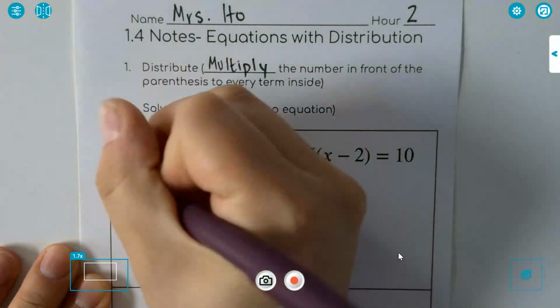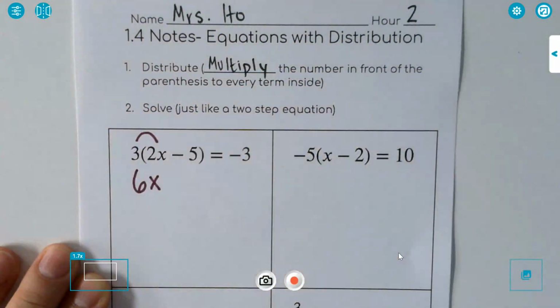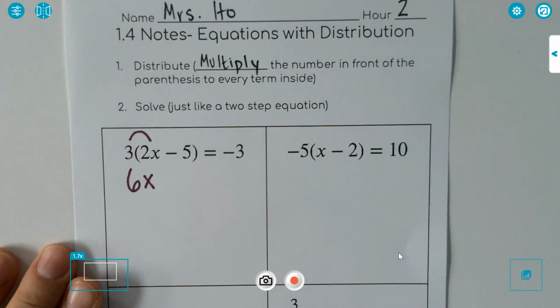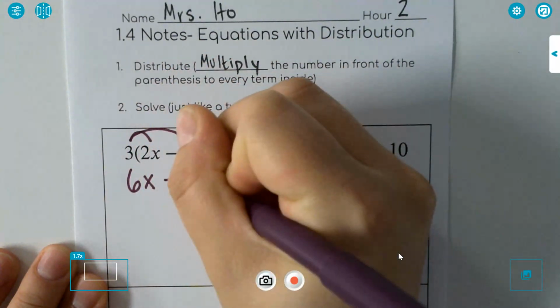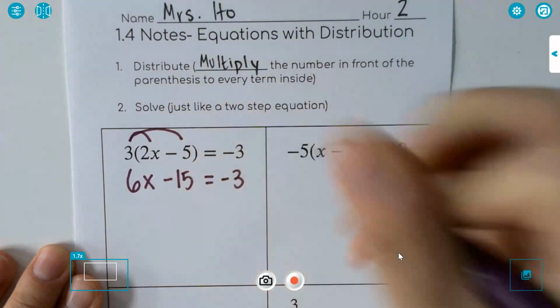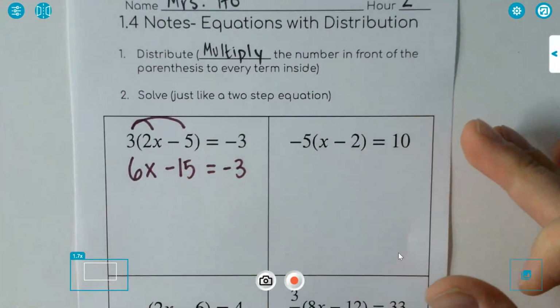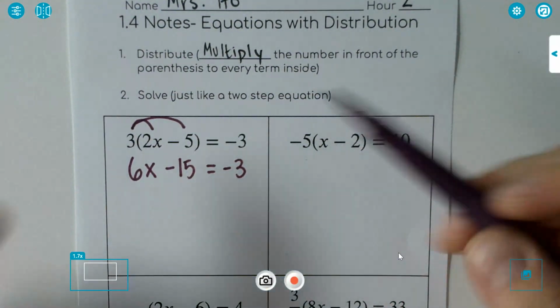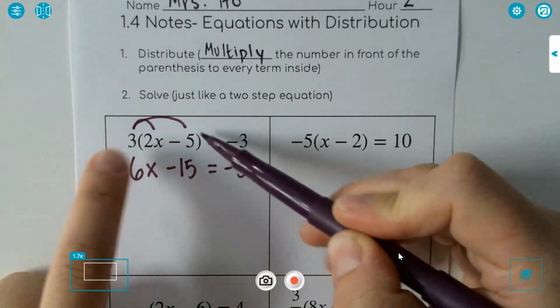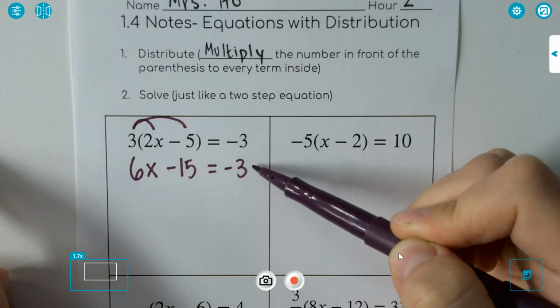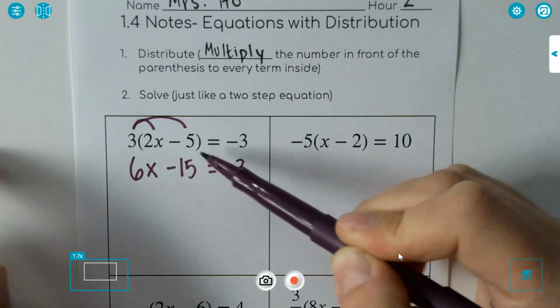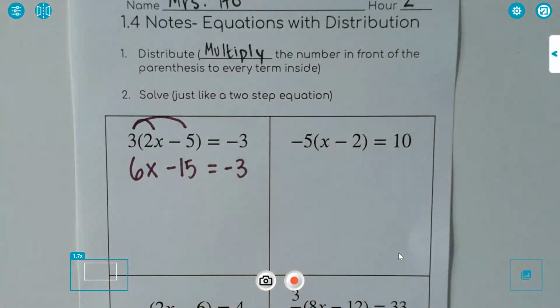So 3 times 2x, 3 times 2 is 6. Make sure you keep your x. Some people were losing that when we were at the boards. 3 times negative 5 is negative 15. I'm still equal to negative 3. I only distribute to the things in that set of parentheses. That's what that's representing. That's where the parentheses end. Don't you dare try to come distribute over here, because then it's not going to keep things equal. This, with the distributing, is equal to the negative 3.